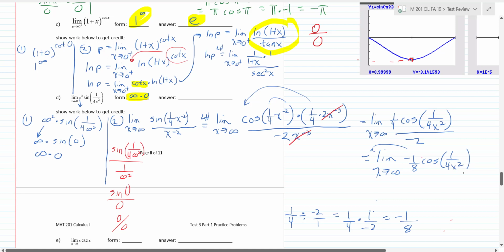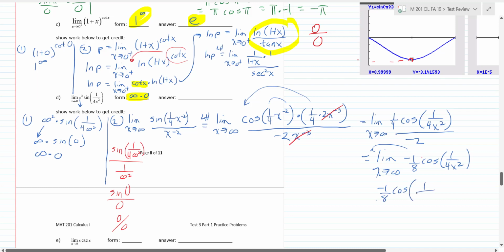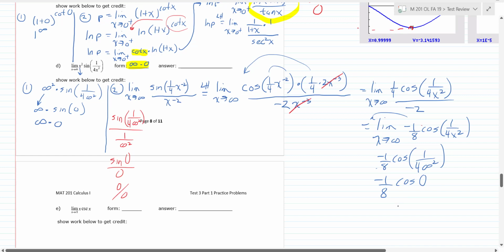So we're ready to plug in and see what happens. Just work out your arithmetic methodically on scratch paper if you need to. Now let's see what happens. We have negative 1/8. We're going to have cosine of 1 over some infinitely big number. So this is negative 1/8 cosine of 0, and the cosine of 0 is 1. So we get an answer of negative 1/8. Okay, so that's the idea.